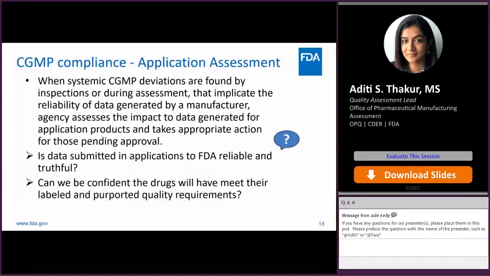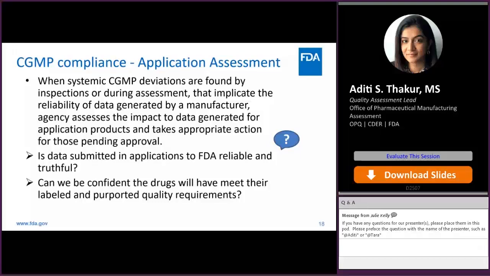When systemic CGMP deviations are found during the surveillance inspection or during the assessment that implicate the reliability of the data generated by the manufacturer, the agency assesses the impact of the data generated for application products and takes appropriate actions for those pending approval. These issues create the question for the assessor of whether the data submitted in the applications to the FDA is reliable and truthful, and whether we can be confident the drugs will meet their labeled and purported quality requirements.